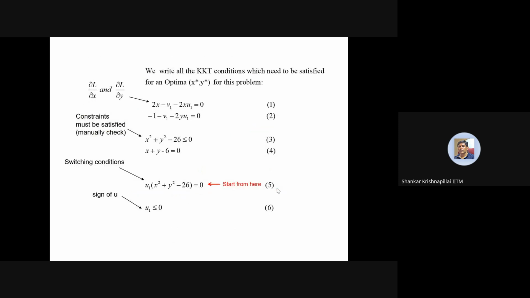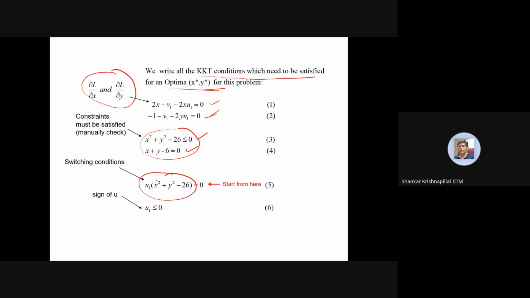So now we write all the KKT conditions at the optima x star, y star. First you write partial L by partial x equal to 0, and partial L by partial y equal to 0. Two conditions. Then you have to manually check that these two constraints are satisfied. That is, there is no S squared parameter to check. You have to manually check these are satisfied.